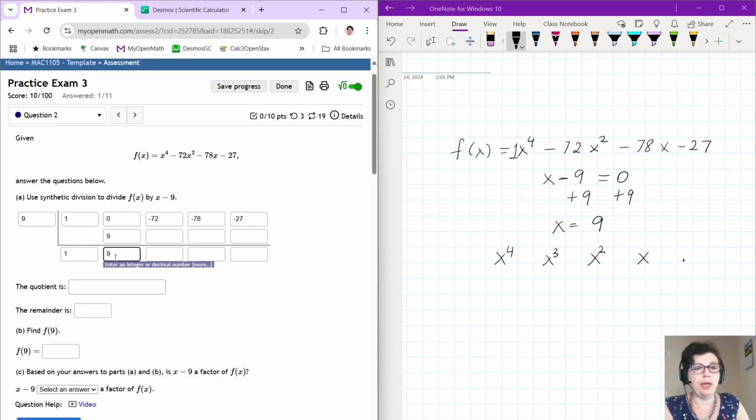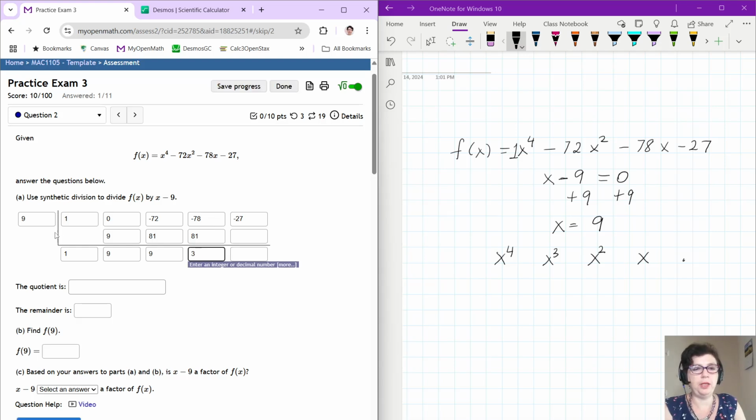The next step is we take this number right here and multiply again by the number in the box. So 9 multiplied by 9, that's 9 squared, or 81. Now we add up negative 72 and 81, which is the same thing as 81 minus 72, so that should be 9. Again, we multiply 9 times 9, that's 81, that goes here. Let's add up negative 78 and 81, that is 3.